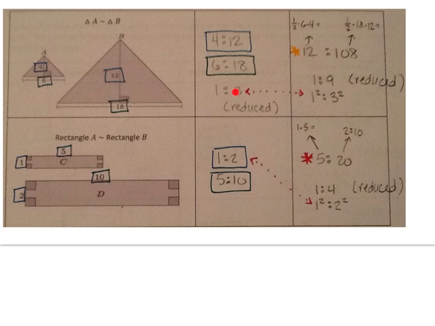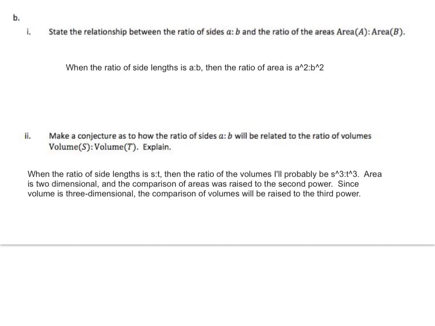So as you see, I've got my scale factor, and then I square it to compare areas. With rectangles, I have my scale factor, 1 to 2, and then I square it for my scale factor of areas. Make sense? All right. State the relationship between the ratio of sides A and B and the ratio of the areas. Well, when the ratio of the side lengths is A to B, then the ratio of the areas is A squared to B squared.